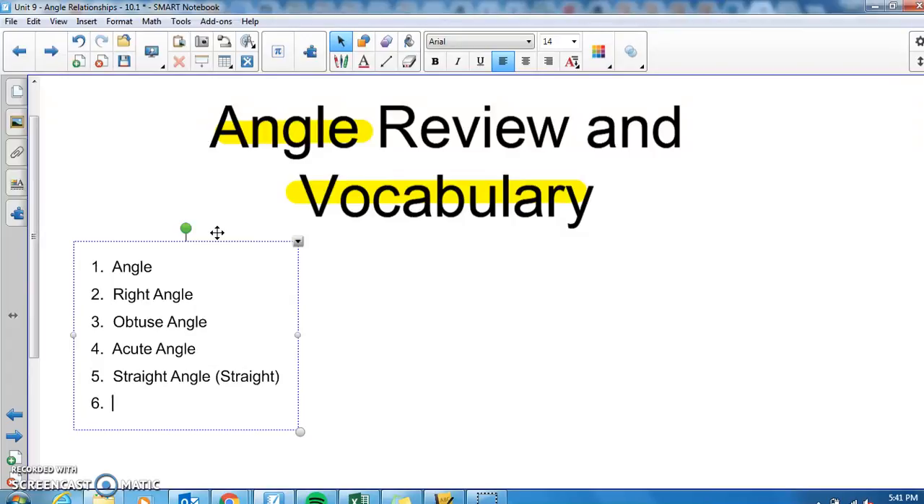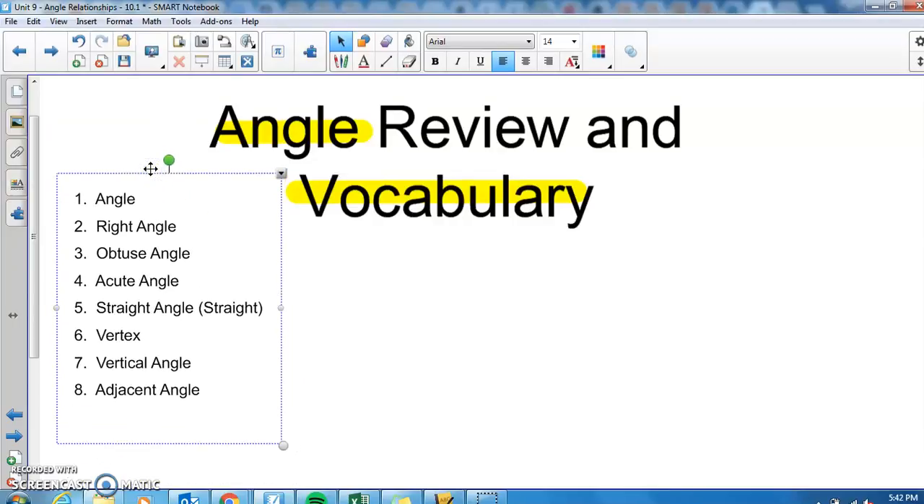Sixth word, vertex. Seventh word, vertical angle. Eighth word, adjacent angle. Let me move this up a little bit. Ninth word, complementary angle. And the 10th word, supplementary angle. Now, this is our first list of words.